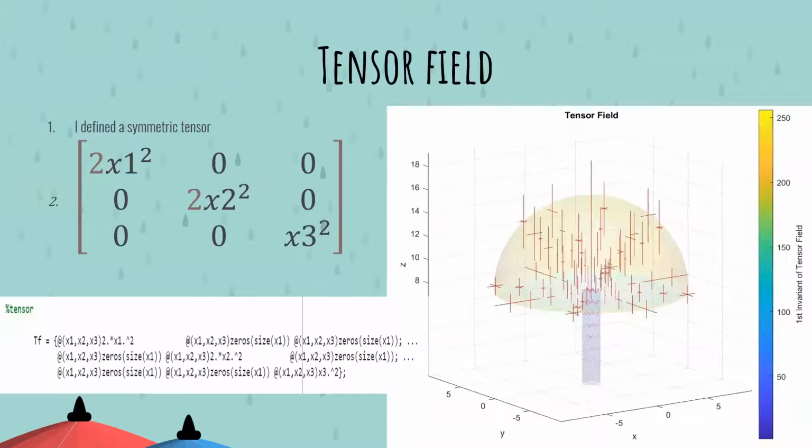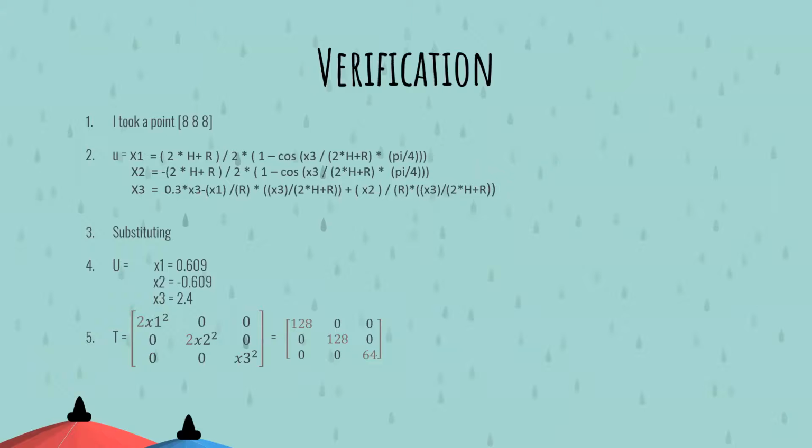I have used a symmetric tensor field as 2x1 square, 2x2 square, and x3. And this is my tensor field. You can see that the maximum tensor value is on the canopy part, which is usually where wind acts on an umbrella. So in the four figures of the scalar field, tensor field, vector field, and vector displacement, I have shown that the maximum force on an umbrella when wind acts is on the canopy part.